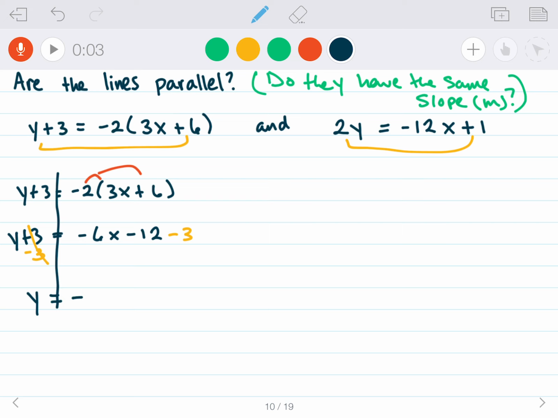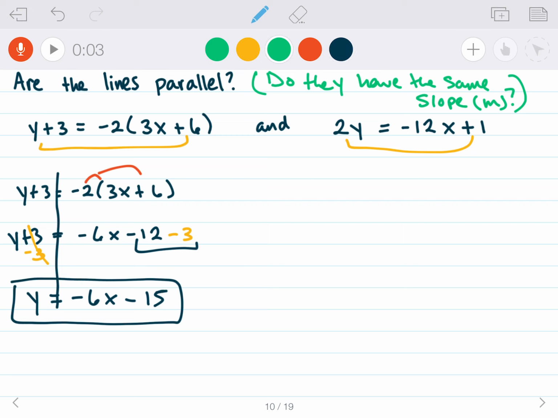And I get y equals negative 6x. These two combine to make negative 15. So this is my line in y equals mx plus b form. All that's relevant is the slope, so let's circle it. Parallel lines have the same slope.